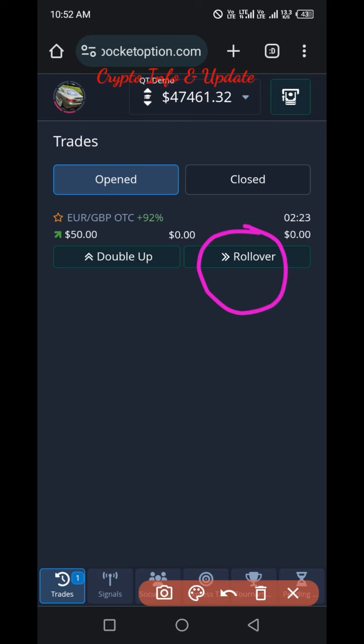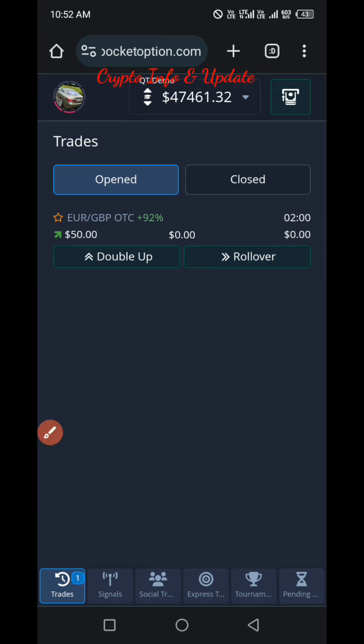So I'm losing this trade already. Look at it, here is $0. It means I'm losing the trade. That's why you are seeing this rollover function. If this trade changes to profit now, automatically this rollover feature will disappear. Do you understand? So now I will click on the rollover button here. I will click on it.